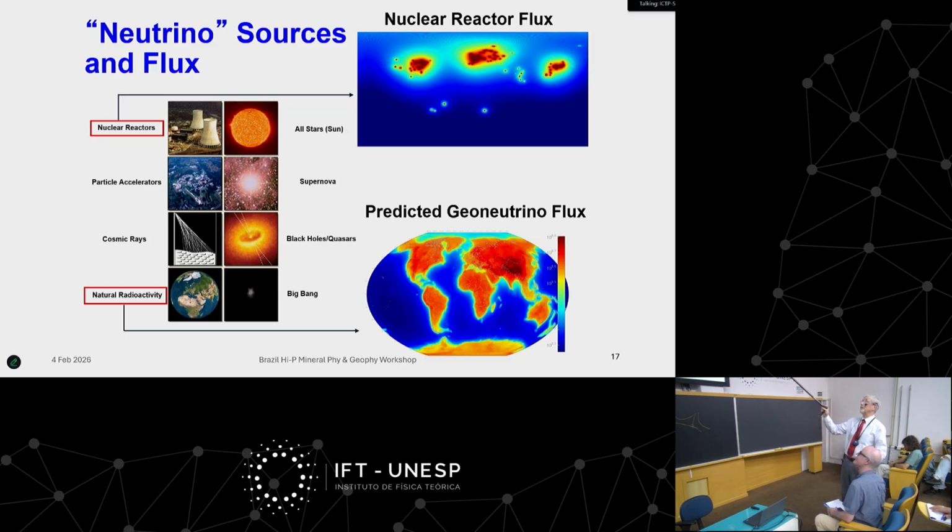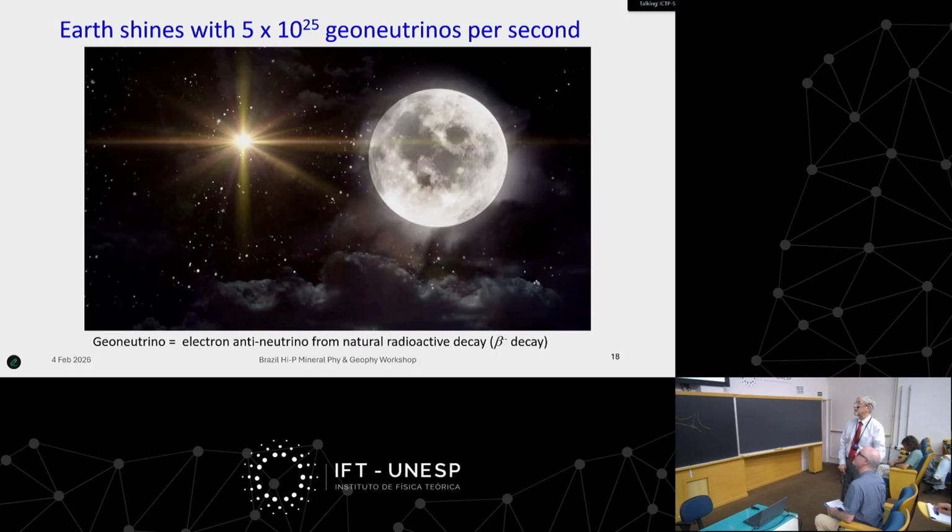So there are many neutrino sources, and people ask me about that all the time. How do you know the difference between neutrinos from the sun and neutrinos from the Earth? They're very different. The ones from the sun are neutrinos. The ones from the Earth are antineutrinos. I'll get into that in a little bit. But we have nuclear reactors, stars, particle accelerators, supernovas, cosmic rays, black holes, natural radioactivity, and the Big Bang. Yes, there are still neutrinos from the Big Bang. These are called the relic galactic neutrinos. All right, next slide, please.